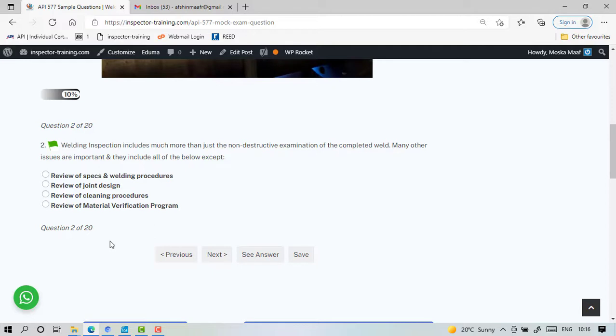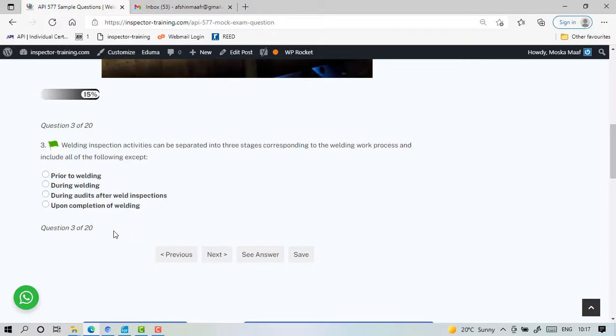Welding inspection includes much more than just non-destructive examination. Many other issues are important and include all of the following: review of specs, welding procedure, review of joint design, review of cleaning procedure, because if it's not clean then you would have a faulty weld, and review of material verification program. So this is not required because you're not in charge of the material verification program. You should check the traceability but not the program. So it was sort of a trick question.